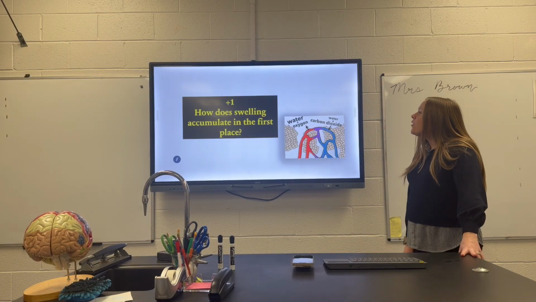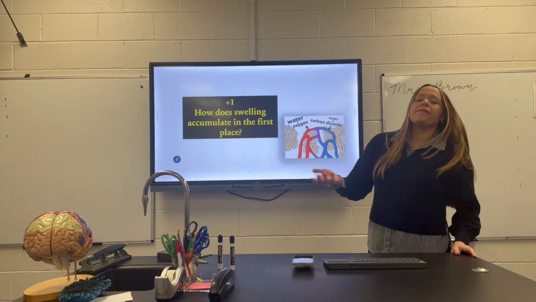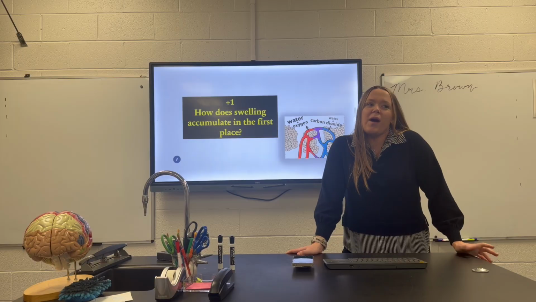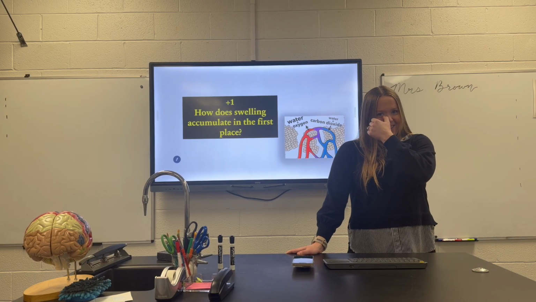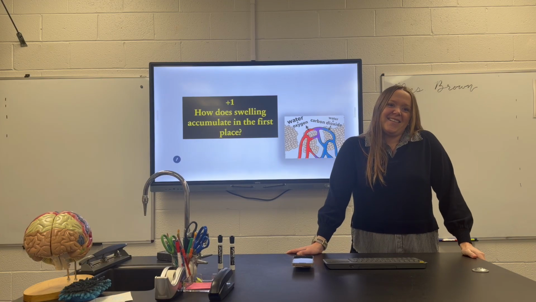Okay. How does swelling accumulate in the first place? Like, why would you have edema in someone's feet? How does swelling even happen? I think it could be because you have a different pressure system. I think it could be because of either your hydrostatic or your oncotic pressure. That is true. We did not talk about those pressures.